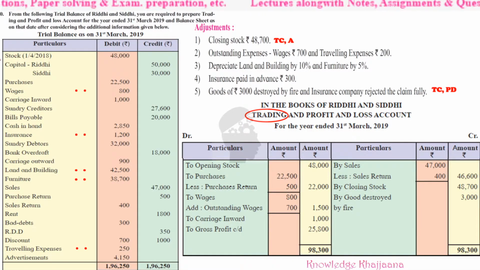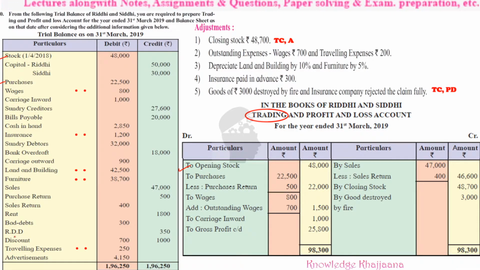See, the stock which is given on 1st April 2018, what is it? It is the opening stock. So where should it be recorded? Trading account debit side, as to opening stock rupees 48,000, in the outer column. Then capitals are not recorded over here. Then next is purchases. Yes, purchases are recorded to the debit side of the trading account.